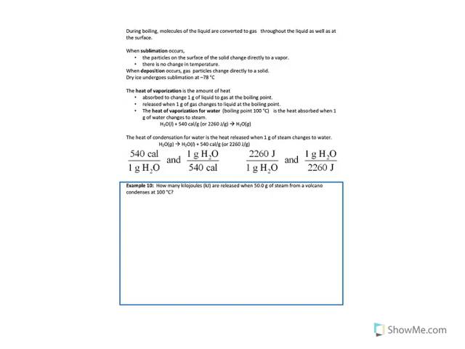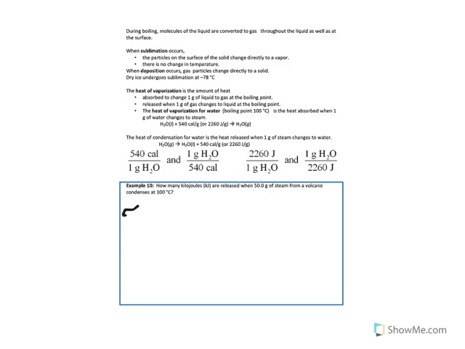So the heat of condensation for water is the heat released when 1 gram of steam changes to water. This is 540 calories per gram of water, or 2,260 joules per gram of water. So let's look at another example. How many kilojoules are released when 50 grams of steam from a volcano condenses at 100 degrees?